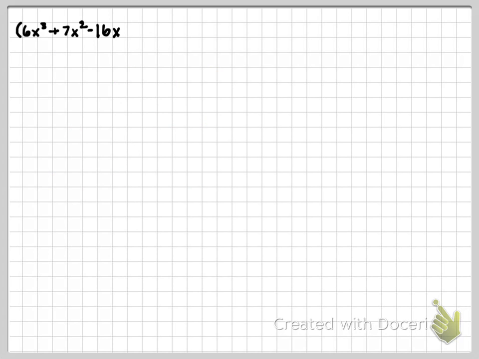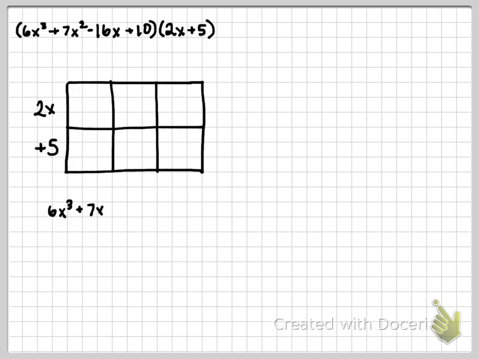Okay, let's try one that actually looks like a dividing problem now. So I want to divide 6x cubed plus 7x squared minus 16x plus 10 by 2x plus 5. I'm going to put this dividend, and I forgot my division sign right here. There should be a division sign right in between these two. I'll add it in later, but I just forgot it here.